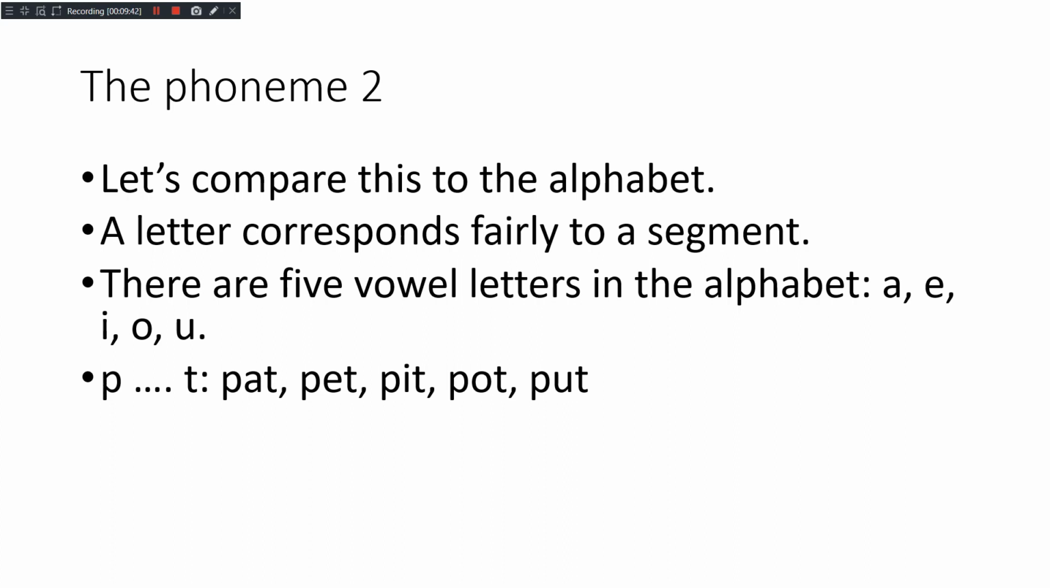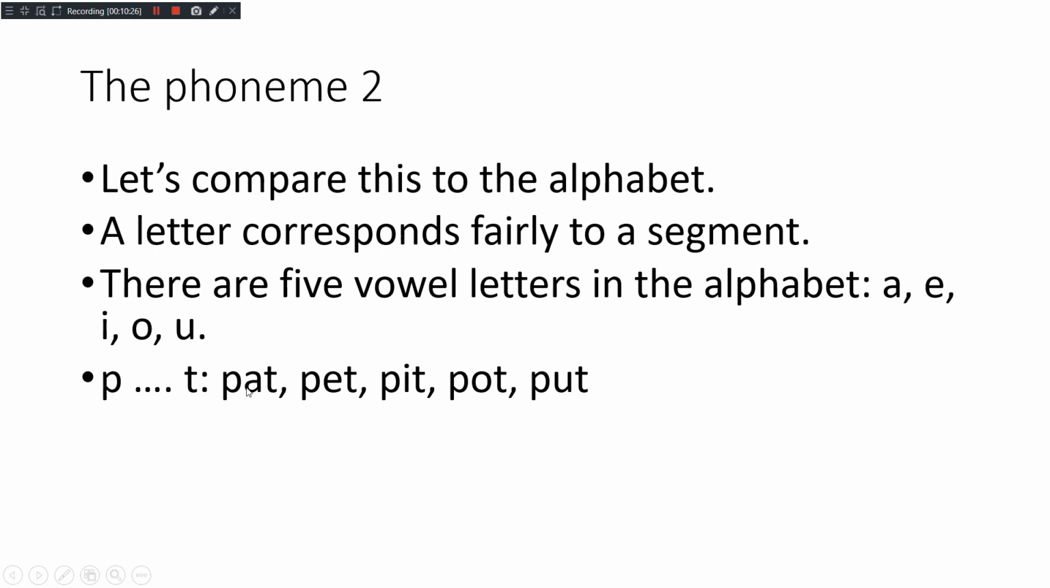Let's take this example. If we have P at the beginning of a word and T at the end of a word, and we add the different vowel letters of English between these two letters, what do we have? We get pat, pet, pit, pot, and put. And each word is completely different from the following word, although we have just changed one letter.